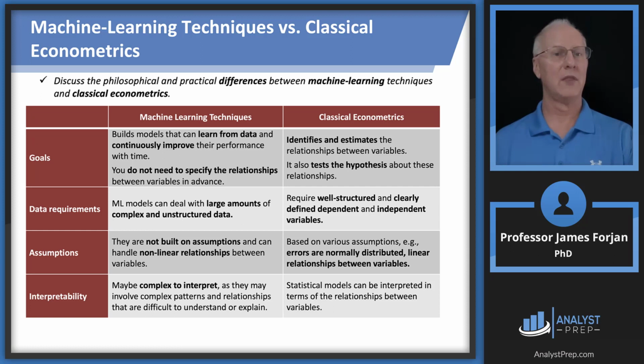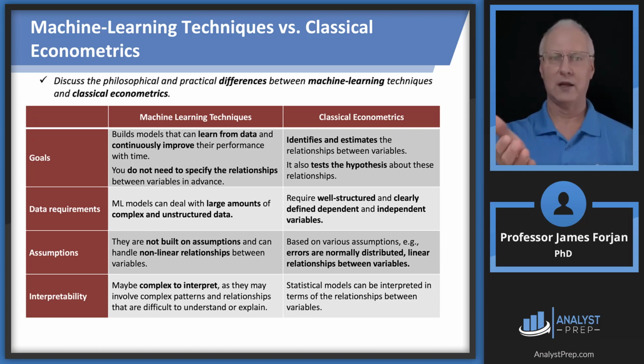And notice what we've done down the left-hand column: goals, data requirements, assumptions, and interpretability. And so these are probably 4 really good exam questions. What does that learning objective say? Difference. So what are the goals and data and assumptions differences, right? So the machine learning can learn from the data and continuously improve. But here's the important thing. You do not need to specify the relationships between and among all of the variables in advance. And it can handle large amounts of unstructured data.